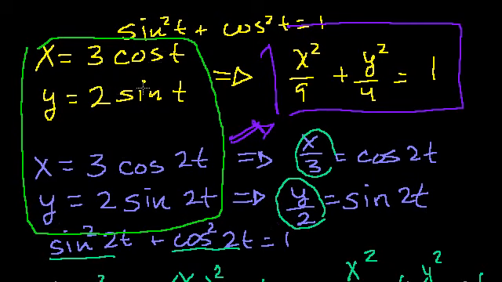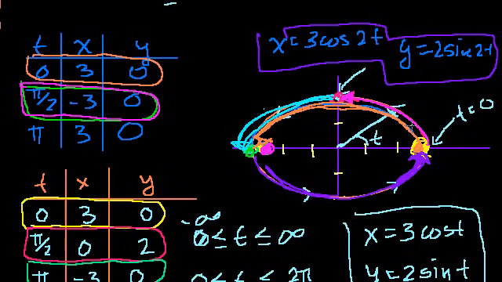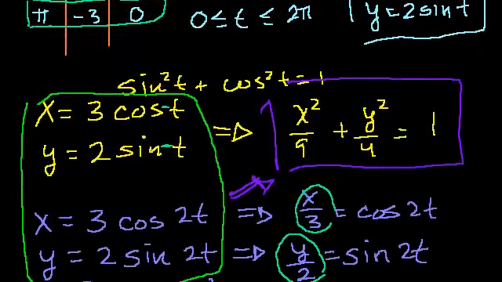If you, instead of having these, and I encourage you to play with that, if you just put a minus sign right here, cosine of minus t and 2 sine of minus t, instead of going in that direction, it would go in this direction. It would go in a clockwise direction.